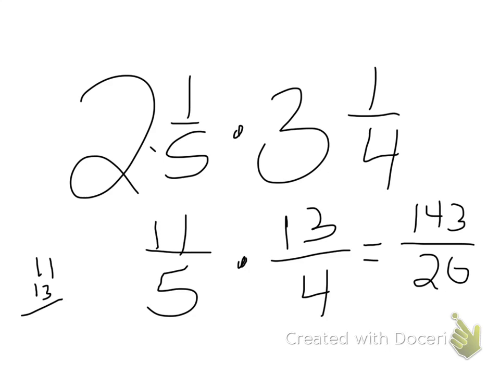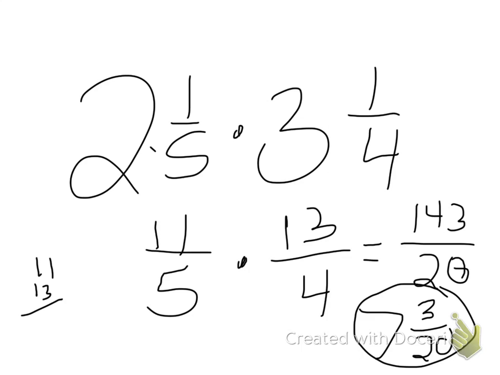20ths. Now this one's a little more easy. Count up on your 20s. 7 would get you to 140, so you would make that into 7, and then you would have 3 left. 7 3/20. So that's your answer.